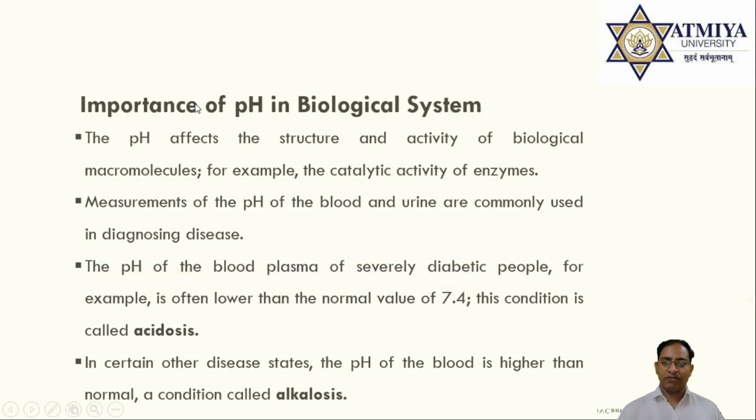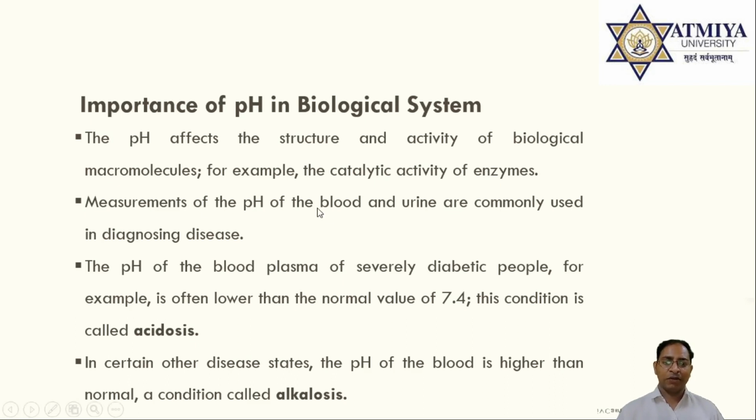So there is a lot of importance of pH in biological systems. The pH affects the structure and activity of biological macromolecules. For example, the catalytic activity of enzymes. If you increase or decrease the pH, the enzyme is going to be inactive because for the enzyme there is an optimal pH. At that particular pH, the enzyme works well.